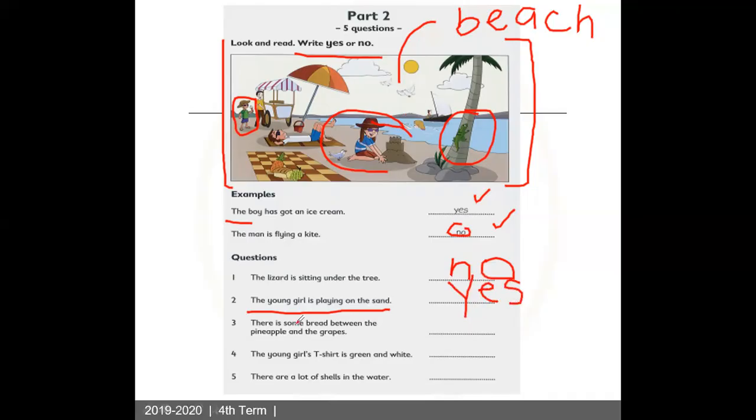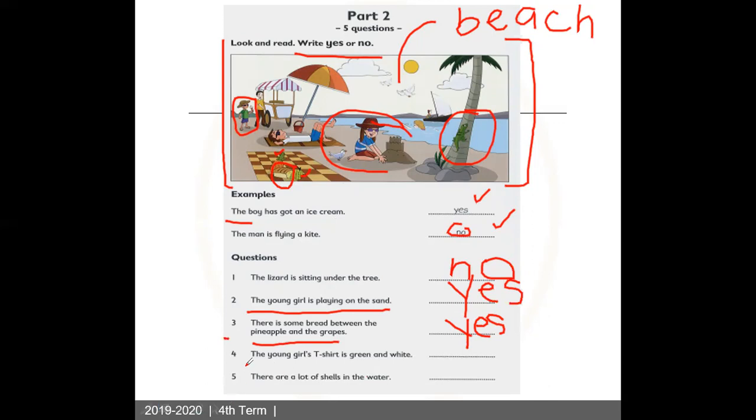Okay, good. So number 3, there is some bread between the pineapple and the grapes. There is some bread, yeah, I can see, between a pineapple and the grapes. Okay, so all you need to do is to say yes. Okay, good job. And let's move on to number 4.